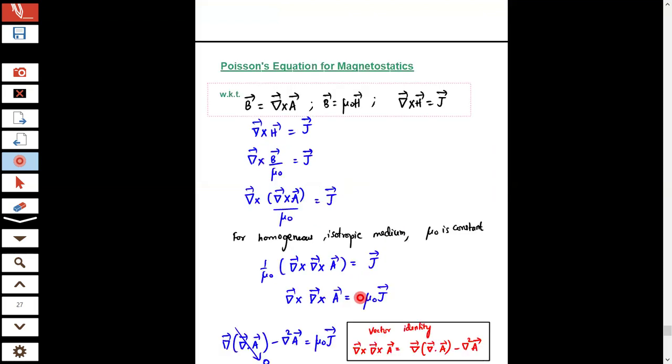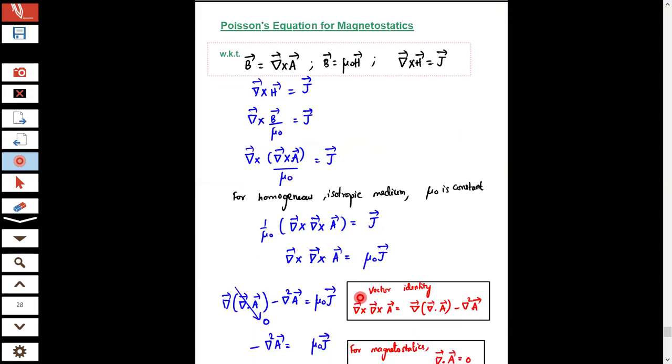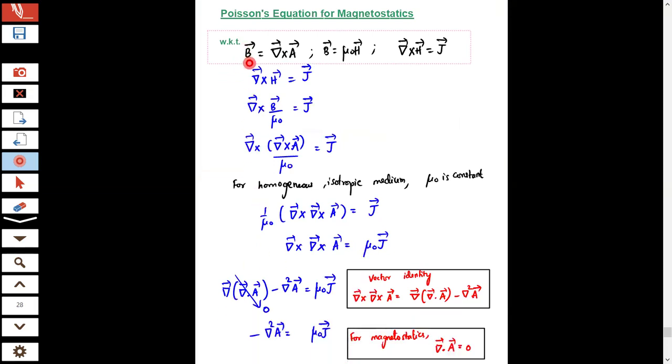Next, we will look at the Poisson's equation for magnetostatics, which can be derived using vector magnetic potential. B is equal to del cross A. Starting from this, we can write B as mu naught H, and we can also represent del cross H equal to J vector, which is Ampere circuital law for magnetostatics. From all these three relations, we can derive the Poisson's equation for magnetostatics.